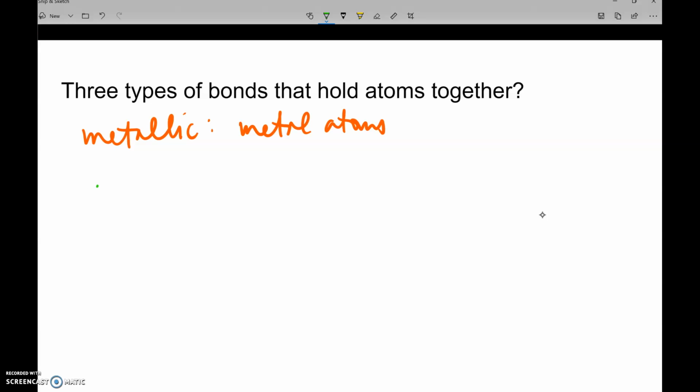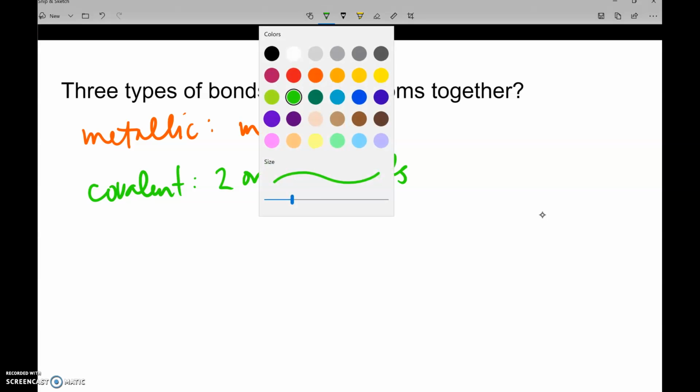Another one is covalent. Covalent bonds are made up of 2 or more nonmetals. So remember, within a covalent, you've got polar and nonpolar. They both share electrons, but polar does not share the electrons equally, and the nonpolar shares those electrons equally.